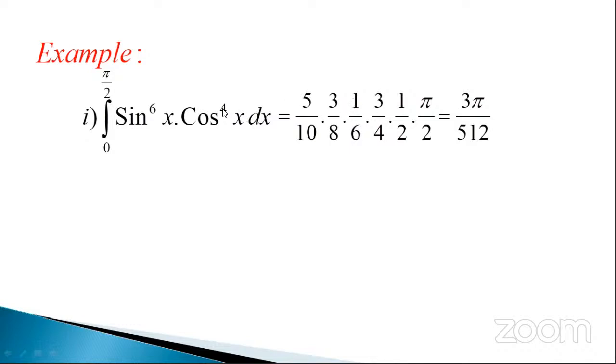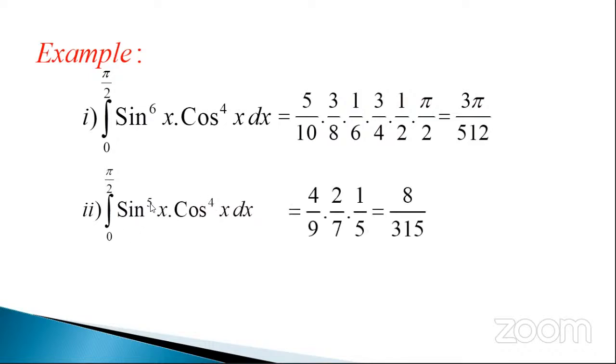Now again, n minus 1 by n. N minus 1 means 4 minus 1, 3 by 4. Again, subtract 2 from numerator and denominator. Here, both are even. You have to write 1 by 2, and automatically you can write pi by 2. After simplification, the answer is 3 pi by 512. Here, this is odd and this is even.